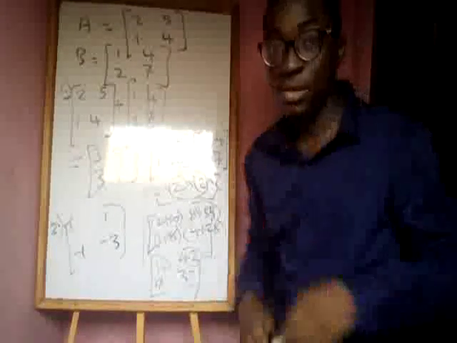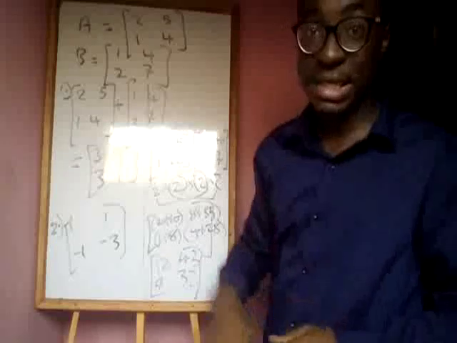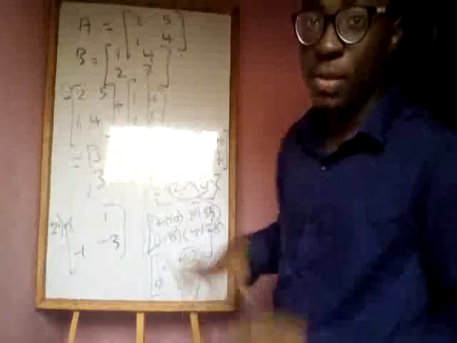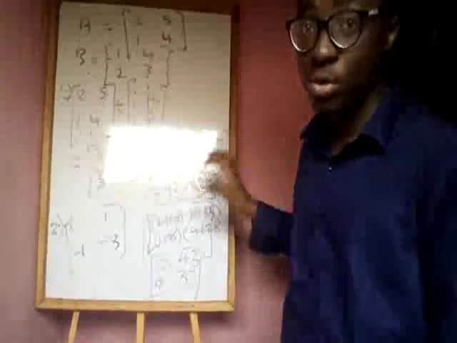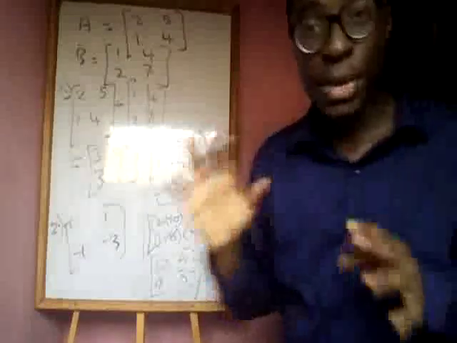So this is what you get when you multiply matrices, and this is generally how to multiply matrices. No matter how many rows, no matter how many columns, as long as the columns of the first matrix are equal to the rows of the second matrix, you can multiply any matrices that you want with this same method.